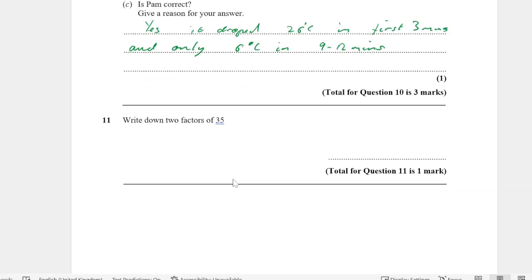Okay, question 11. Write down 2 factors of 35. So I'm going to start dead simple. You've got lots of factor pairs of 35. I'm going to start with 1 and 5. Those are going to be the first 2 factors. It doesn't say factor pairs. You could also have 7 or 35. That would also be fine.